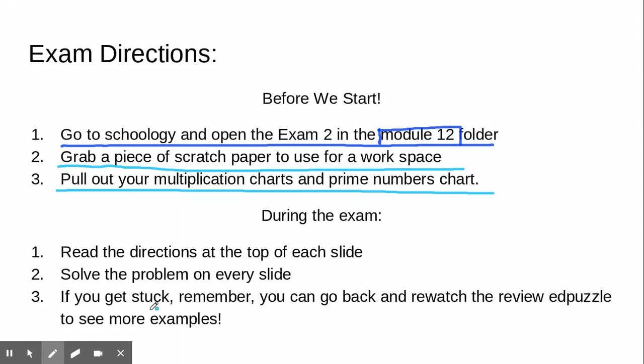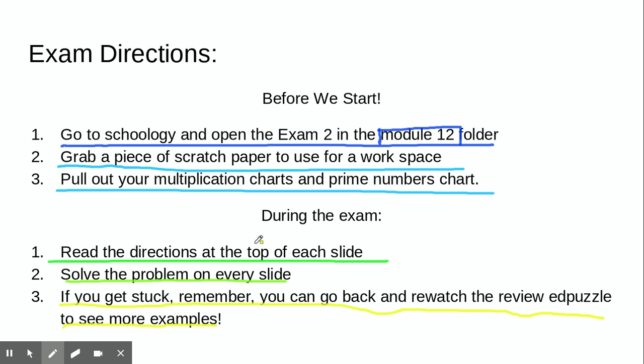So our directions during the exam: we are going to read the directions at the top of each slide, and that's going to tell you what you have to do. Then you are going to solve the problem on each slide. And lastly, if you get stuck, you can always go back and rewatch the Review Ed puzzle, which is this, to see some more examples or to see those examples again. So here are our directions. These will also be posted on your exam too.